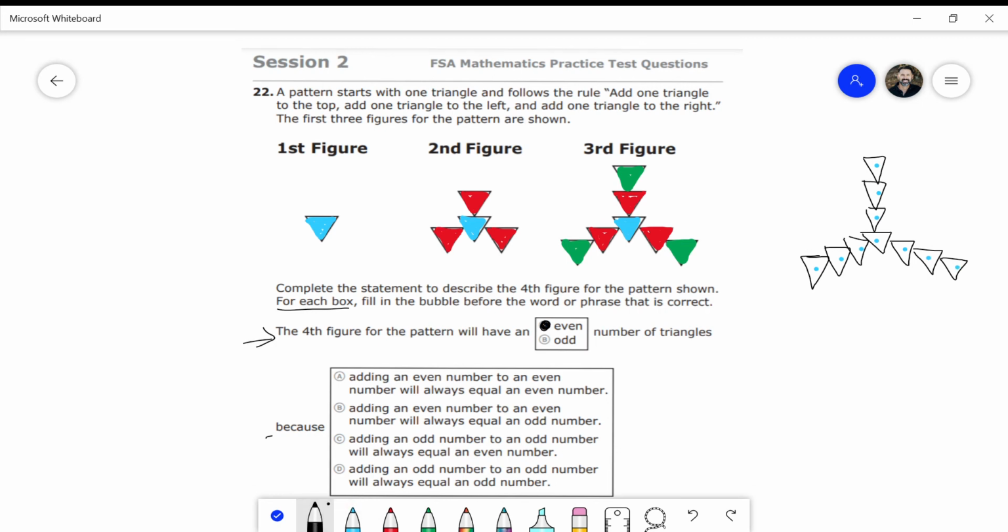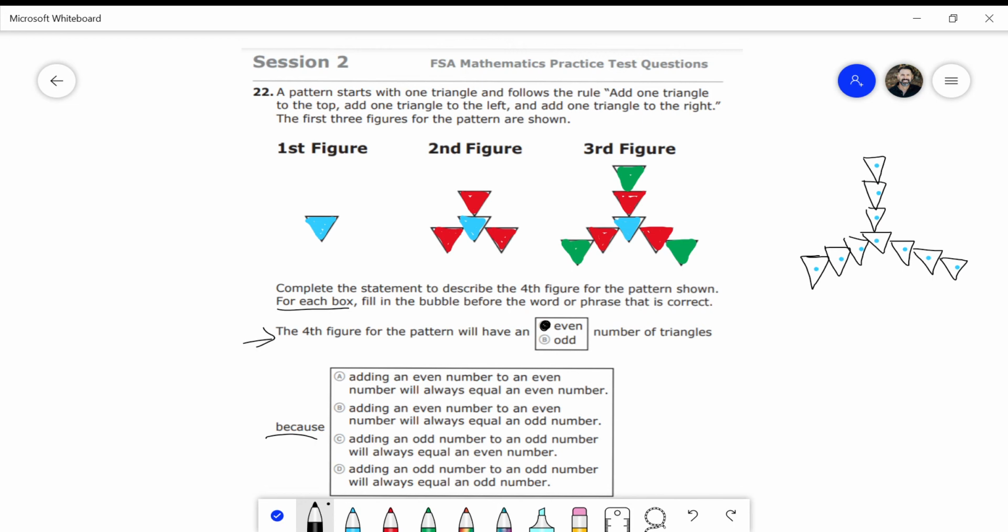And now we're going to look for the because, the reason why. A says adding an even number to an even number will always equal an even number. B is adding an even number to an even number will always equal an odd number. C is adding an odd number to an odd number will always equal an even number. And then the last choice says adding an odd number to an odd number will always equal an odd number.